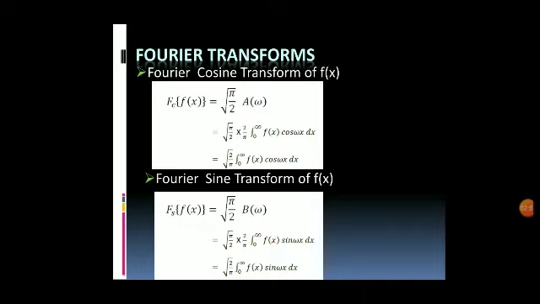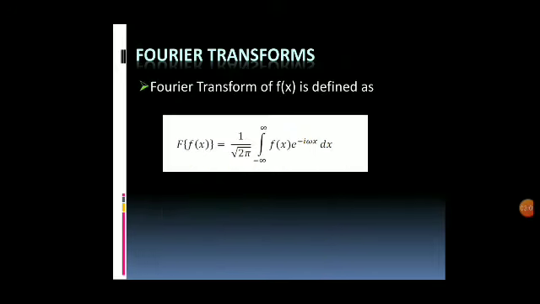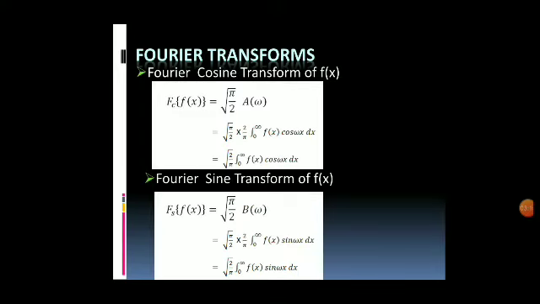The main tips to remember these formulas are: the cosine transform contains the cos term, the sine transform contains the sine term, whereas in the Fourier transform, e raised to minus i omega x is the term. Now considering the limits, for the Fourier transform we have limits from minus infinity to infinity, whereas for both cosine and sine, the limits are from 0 to infinity.